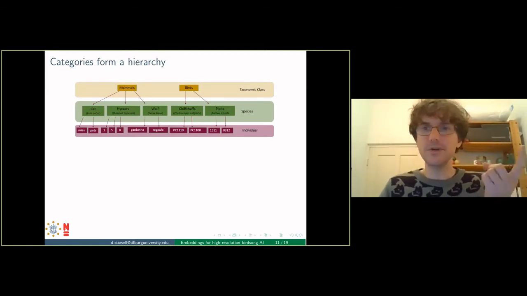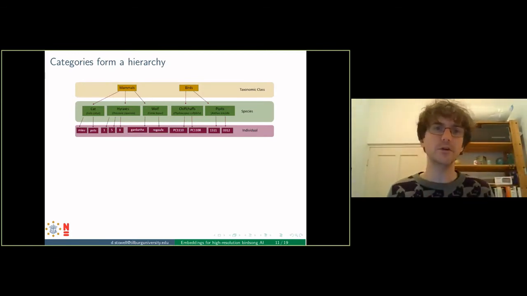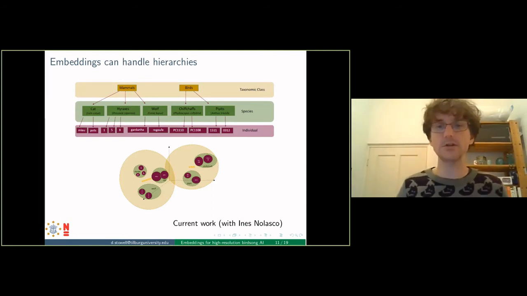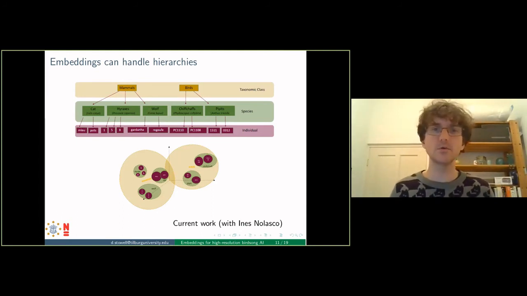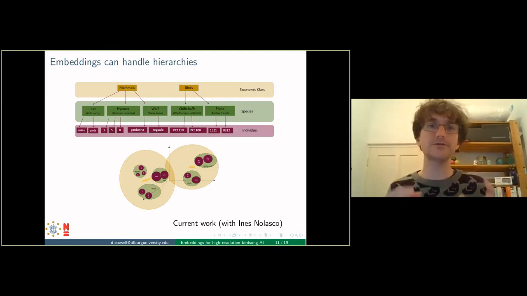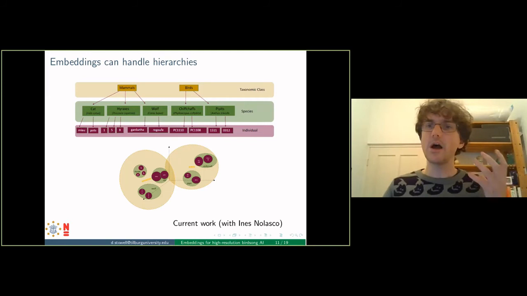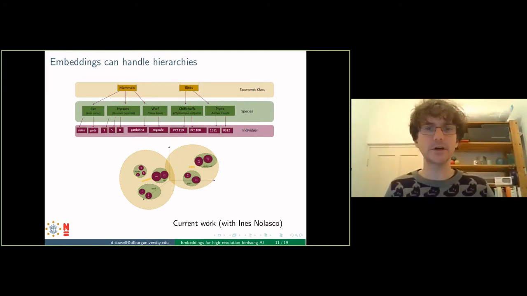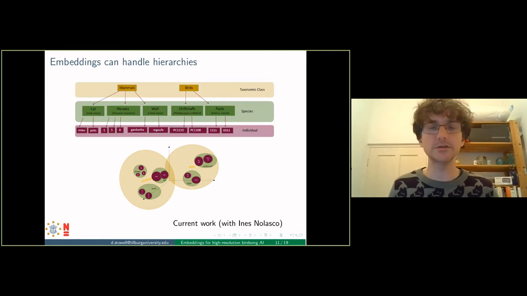And so there's the species level and there's the individual level. If we think of those two categories, they form a kind of hierarchy. What we can do, and what my PhD student Inês Nolasco is currently working on, is using these embeddings for hierarchical classification. That's what we're illustrating there. This shows that in this embedding space, there is a kind of semantic representation which we can use for high resolution analysis of animal sound.